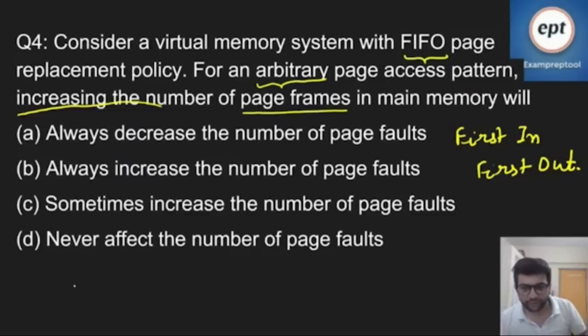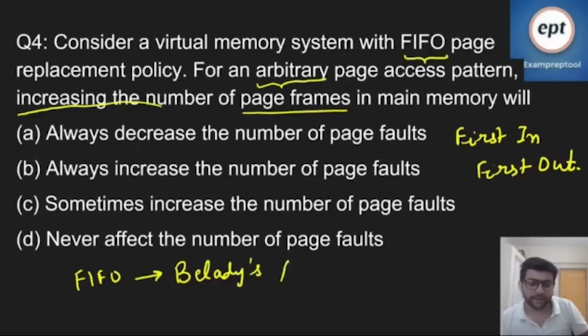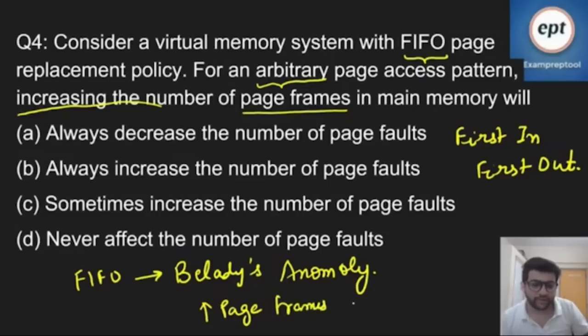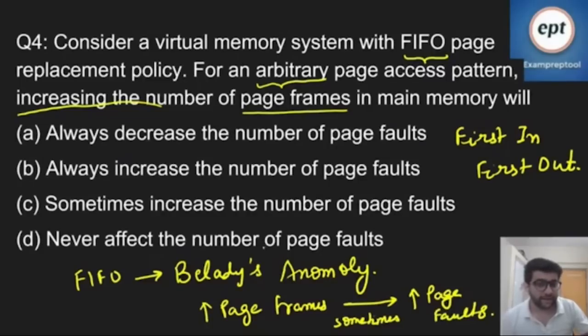So instantly from FIFO, you should remember that FIFO suffers from Belady's anomaly, right? And what is Belady's anomaly? That even if we increase the number of page frames, sometimes the number of page faults also increases, right? And we can see that this particular observation is counterintuitive. However, FIFO suffers from this Belady's anomaly, right?